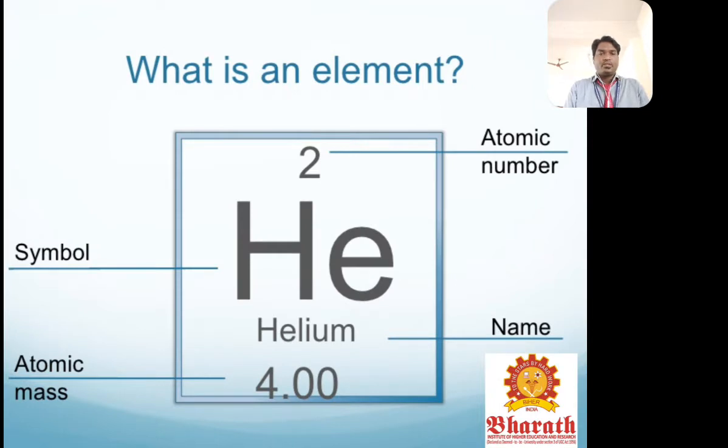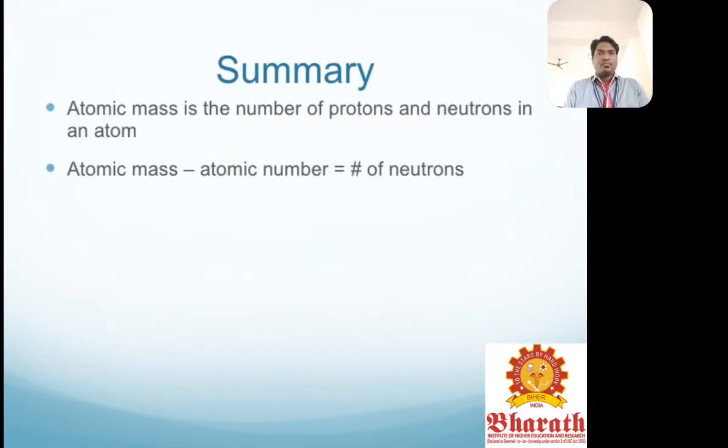What is the element? The number 2 is the atomic number. Helium is the name. 4 is the atomic mass. He is a sample of elements. Summary: the atomic mass is the number of protons and neutrons in the atom. Atomic mass minus atomic number is equal to the number of neutrons.